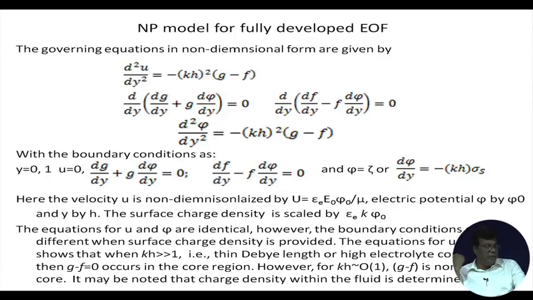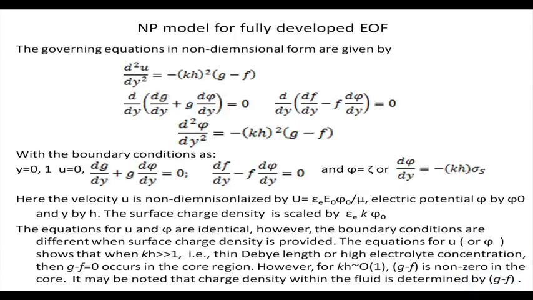Now, in the previous class, we derived the Nernst-Planck model for fully developed EOF, where the velocity, for the parallel flow we are considering, u, is along the axis of the channel, along which the electric field is applied, and this is the distribution of the ions. So, we have taken monovalent binary ions. G and F are the concentrations of the ions.